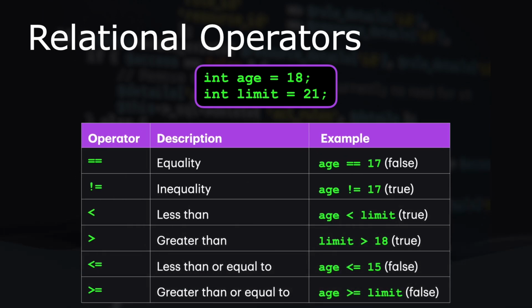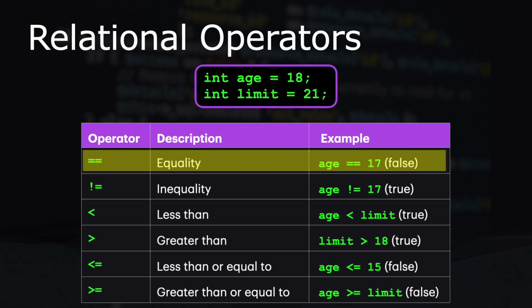The first operator is the equality operator, equals equals. It checks if two values are equal. For example, age is equal to 17, which evaluates to false in this case. This operator leads to a really common beginner mistake, using a single equal sign instead of double equal signs. A single equal symbol always assigns a value to a variable, and a double equal symbol always checks for equality. When I speak code out loud, I always pronounce equals equals as is equal to, instead of just saying equals, to make it clear which one I mean.